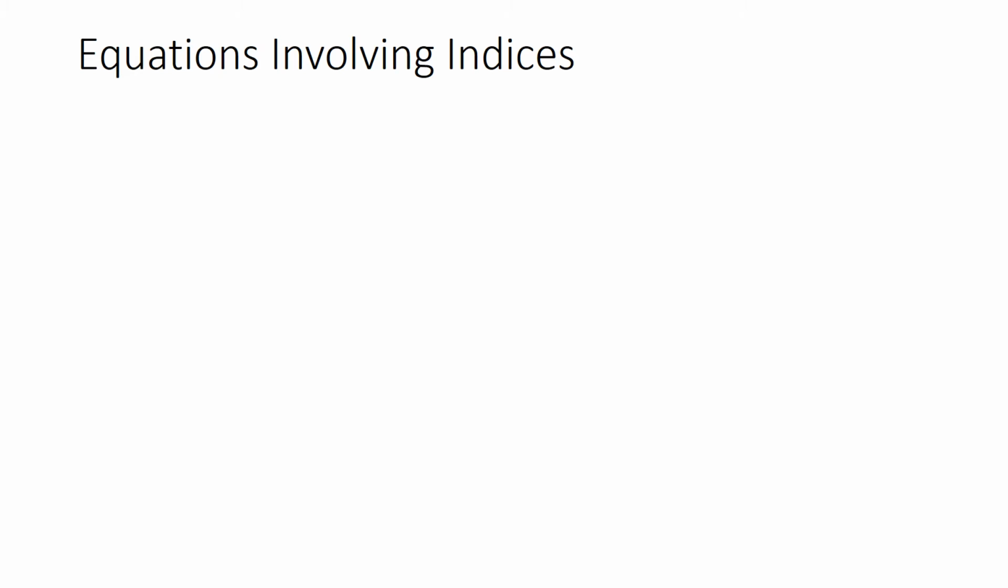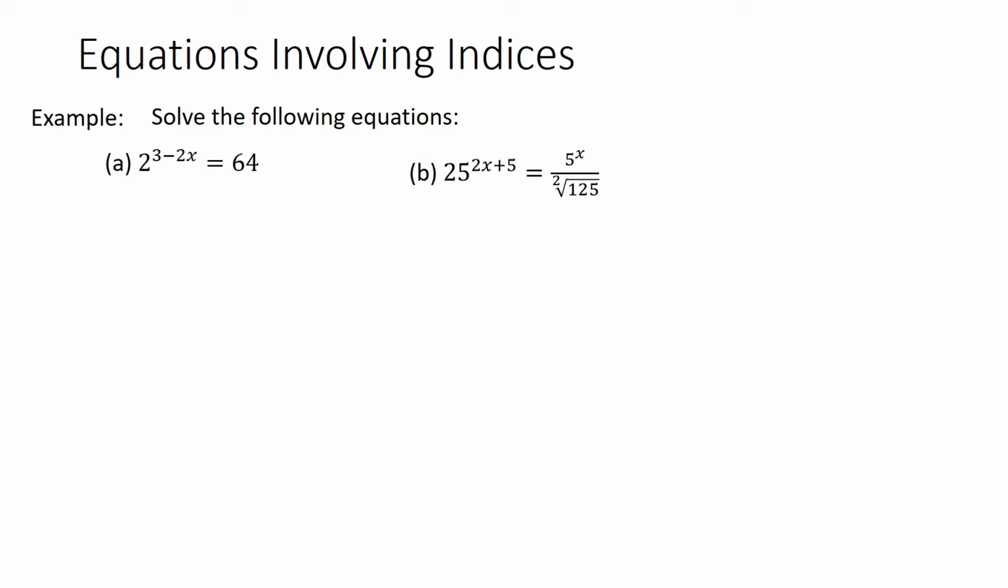Let's look at several examples related to equations involving indices. Solve the following equations. A. 2 to the power 3 minus 2x equals 64. B. 25 to the power 2x plus 5 equals 5 to the power x over 125. The solution for A, 2 to the power 3 minus 2x equals 64.